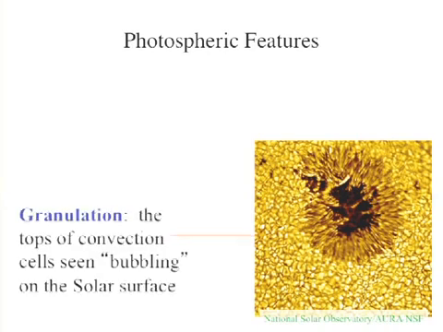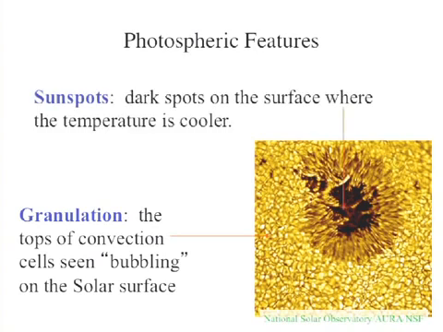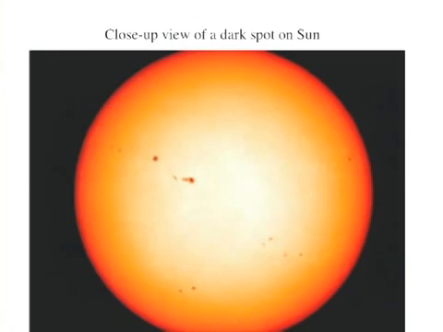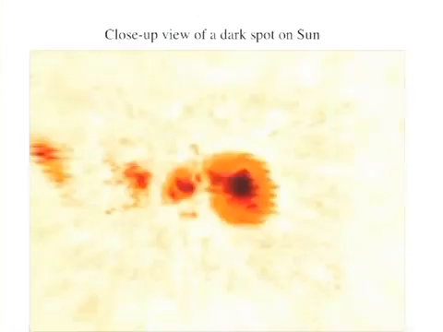All right, now, the granulation is, those cells are bubbling cells, and I will show you what I mean by that. They really are bubbling on the solar surface. All right, the sunspots, the temperature of the sunspot is a little cooler than the rest of the sun, and we'll see why in a moment. Okay, so let's blow up a sunspot.